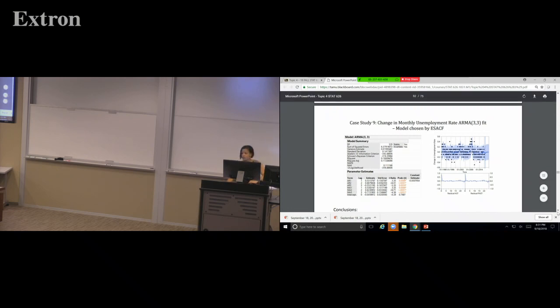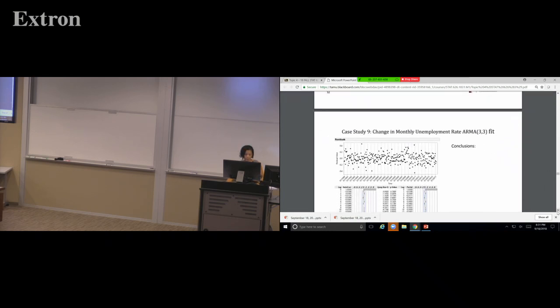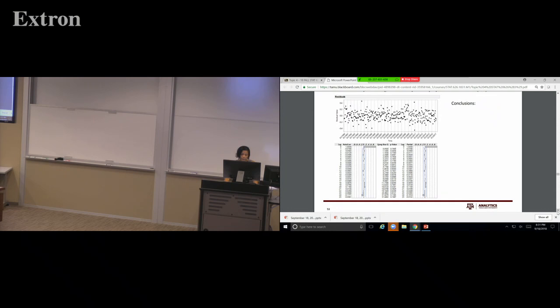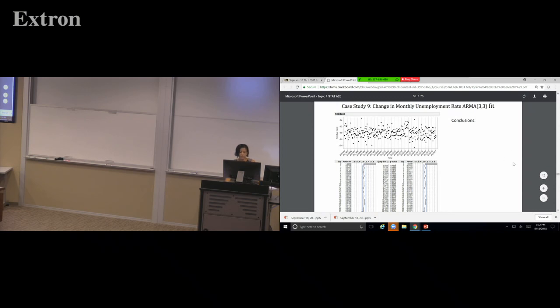We then take it and look at the residuals. The residuals look good. The Q statistics are all not significant, telling us that they appear to be white noise. Looking at the image of the time versus residual values, it appears that we have a mean of 0, constant variance. This ARMA 3-3 appears to be a valid model.